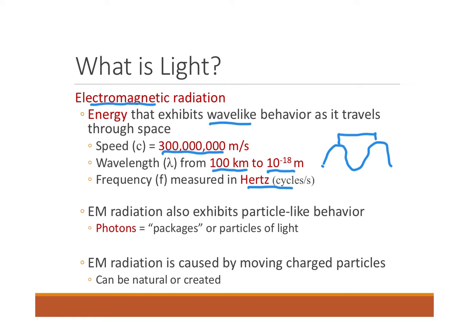Electromagnetic radiation, or EM radiation, also can act like a particle, so not only like a wave, but also like a package of something, a little piece of something. And we call those packages of light photons. Electromagnetic radiation is caused by moving charged particles. It happens naturally in places like stars, but of course we also can create it.